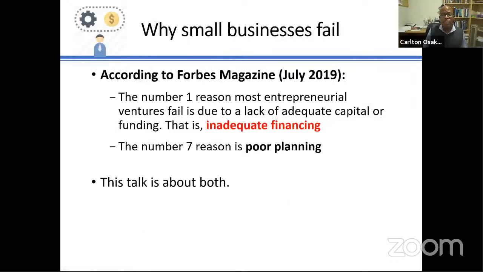So I'll start by saying that Forbes magazine has identified that the number one reason that most entrepreneurial ventures fail is a lack of adequate capital. That is, there's inadequate funding, especially funding for their growth. The number 7 reason is poor planning. So this talk is all about the issue of financing for entrepreneurs, and this approach that I encourage you to consider if you are an entrepreneur or a small business.